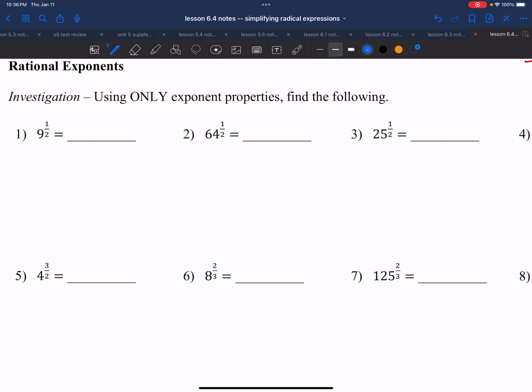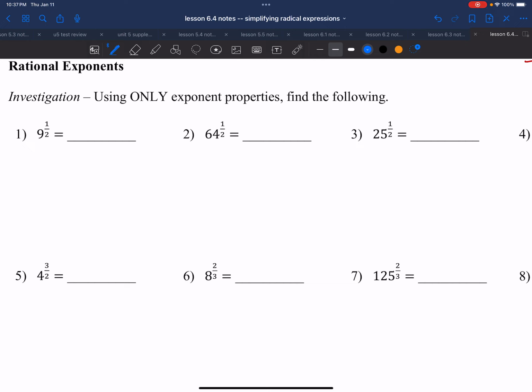I'll just go ahead and show you how these are done, okay? But again, I highly recommend that you try this on your own first to see if you can figure this out. Or maybe watch me do one or two examples and then see if you can take it from there. So it says, using only exponent properties, find the following, right?